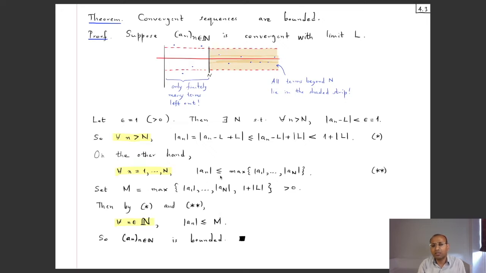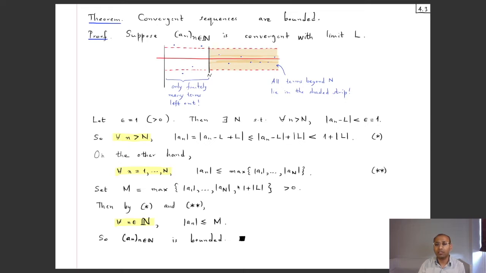But then the mod is, of course, less than or equal to this finite number, which is the maximum among all of these, mod A1 up to mod AN. So for little n bigger than capital N, I have this bound, and for little n less than or equal to capital N, I have this bound. But I would like to have a common bound, some big capital M. So I just take that capital M to be the maximum of these two bounds. So I set capital M to be the maximum of mod A1 to mod AN, and then I also put this in, 1 plus mod L.